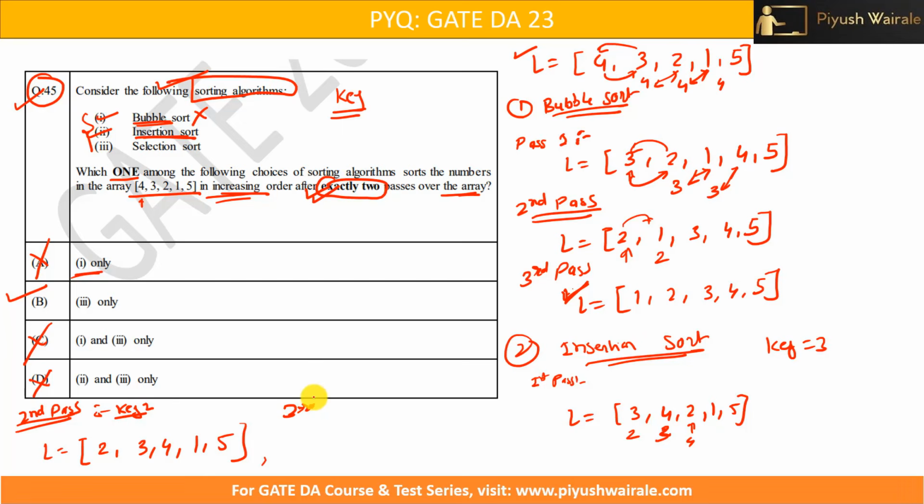What will happen after the third pass? In the case of the third pass, my key will be 1, right? So the key is basically 1 here. Now I am comparing 1 with 4. 4 is greater than 1, so just shift this 4 to the right of 1. Now 3 is again greater than 1. Shift 3 to the right of 1. Again 2 is greater than 1. Shift 2 to the right of 1. So in this way I will get the sorted array as 1, 2, 3, 4, 5, right? So after the third pass I will get the sorted array, but not after two passes. So option D is also not correct, because this will also not give me the correct array.